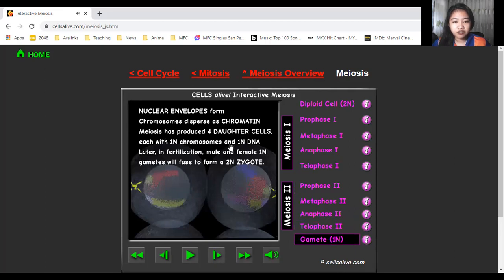Ayan. So, meron tayong 4 daughter cells for meiosis. For mitosis kasi we only have 2 daughter cells. And, ayan. So, yung resulting kasi ng meiosis is kalahati na yung chromosome number. Okay. Tapos yung sa mitosis naman, same lang din. Kasi di ba nga, wala tayong reductional part dun sa mitosis. Okay?